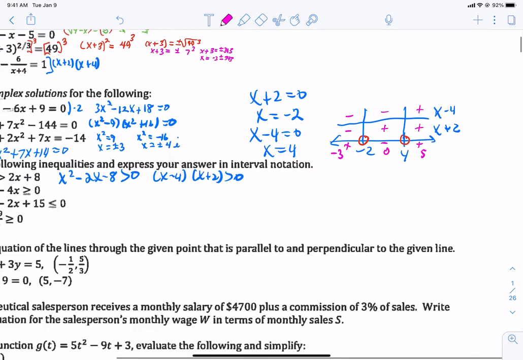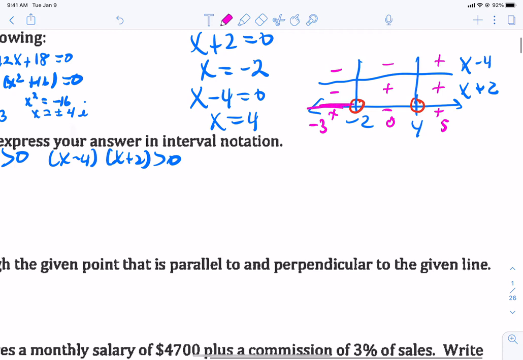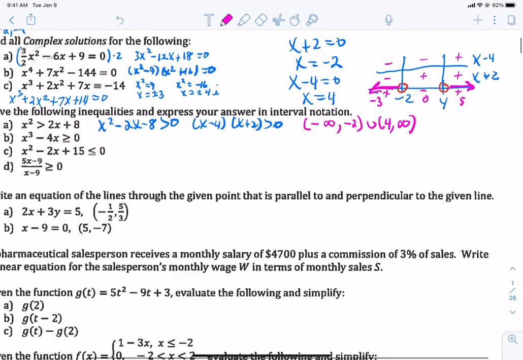Now, go back to your problem. Once it is in factored form, look at your inequality. It was a greater than, so we want the positives, which are those, so color those in. Now you're not done, and Alex will ask you for interval notation. So our answer goes from -infinity just up to -2, and then from 4 to infinity. Okay, so that's the way you want to do all of those.